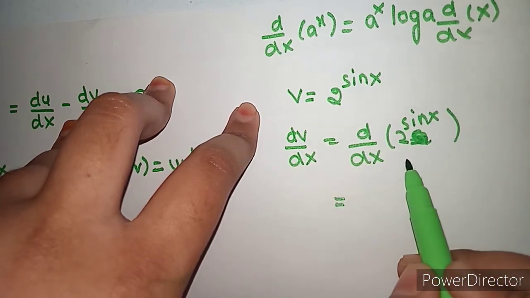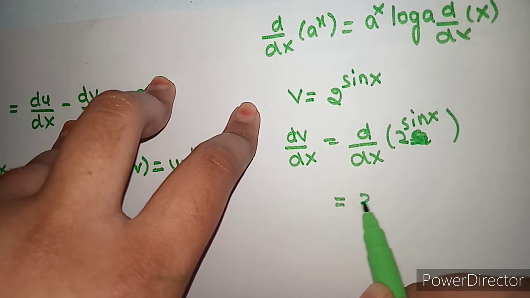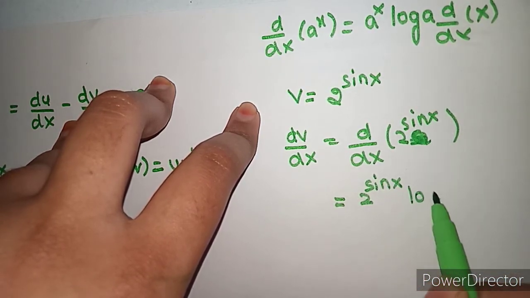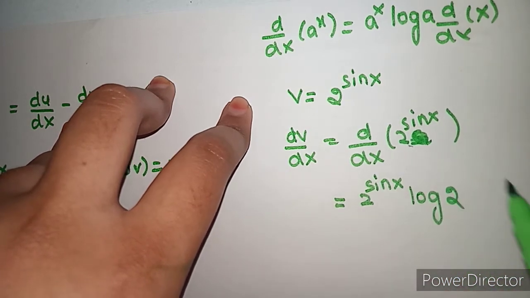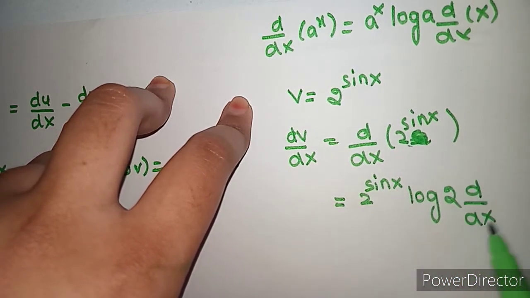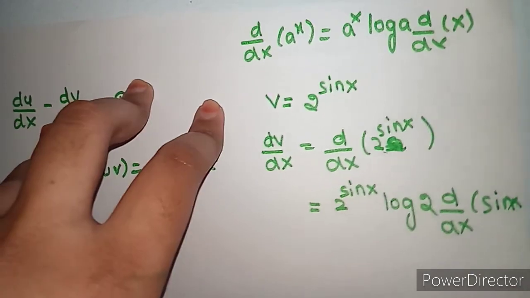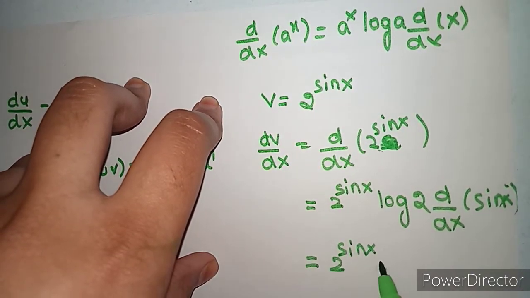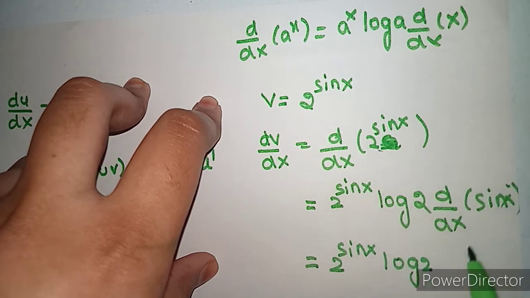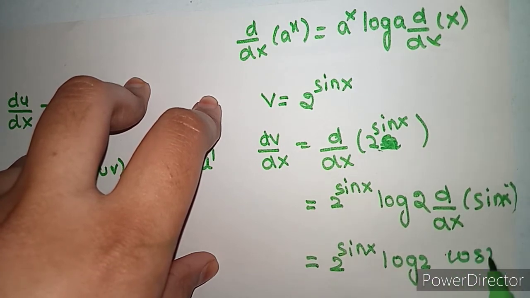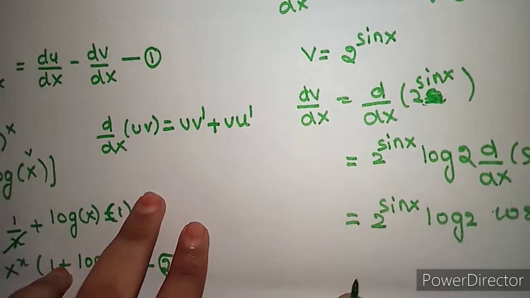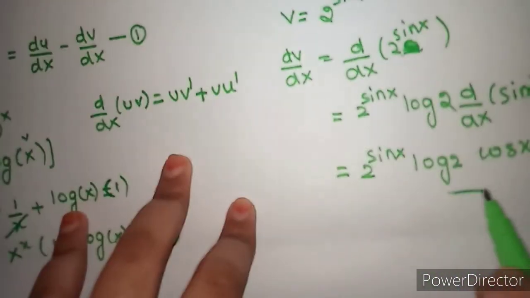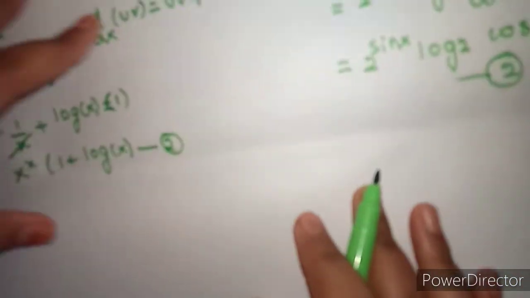Now substitute like that itself. What is a power x? 2 power sin x. Then log a. What is a? 2. Then differentiation of sin x. So 2 power sin x as it is, log 2, differentiation of sin x is cos x. Now we got dv by dx and also du by dx. Consider this as equation 3.